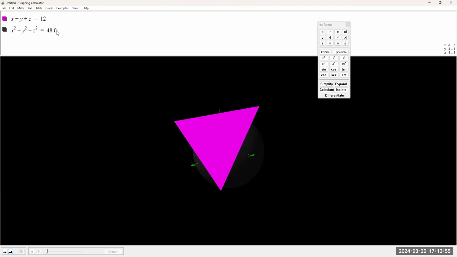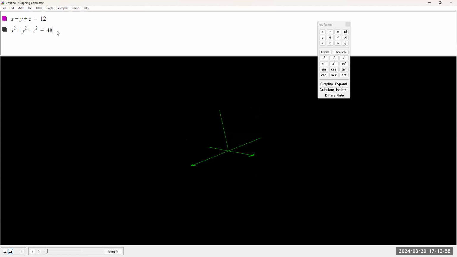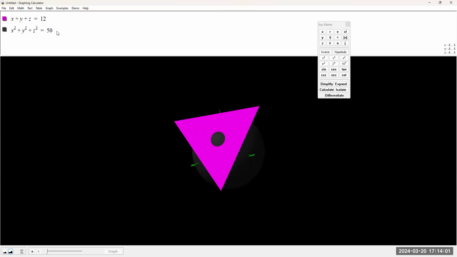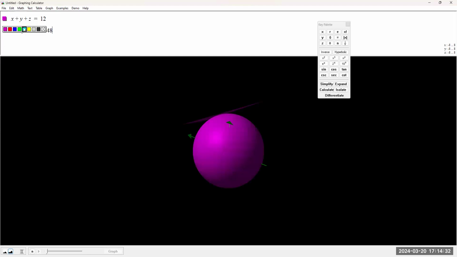Now on the other hand, if I make it larger, let's say 50, then it will intersect at more points. In fact, it will intersect at a circle. I hope you can see my screen, right? So you will see that x squared plus y squared plus z squared will have the minimum value at 48. That's basically the first time it touched the plane.